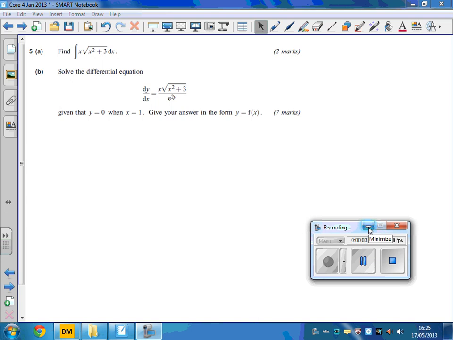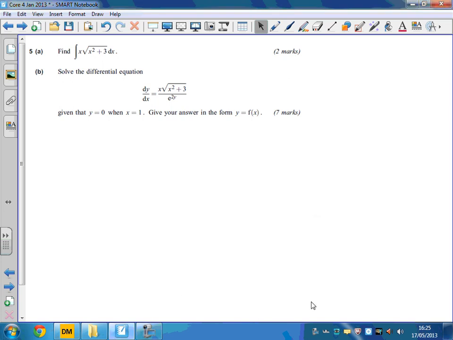January 2013, Core 4, Question 5. I liked the question, but some of the students don't like integrating, so they found it tough. But 2 marks for an old Core 3 integral. You've got to do this by parts.